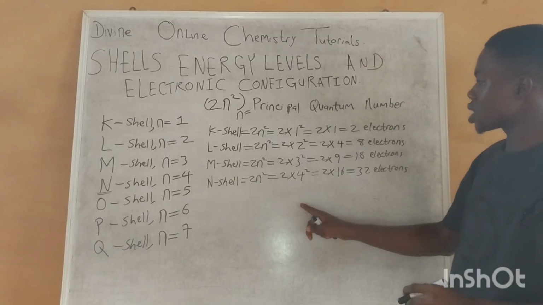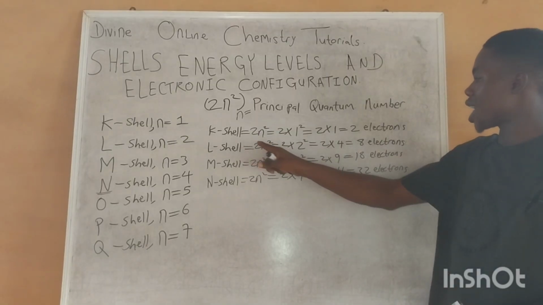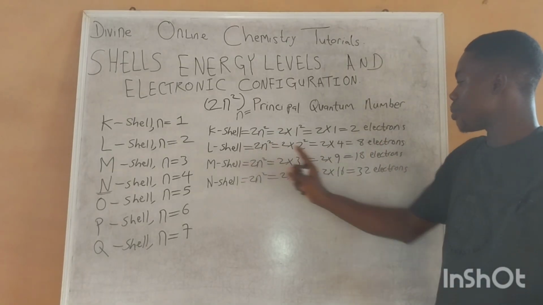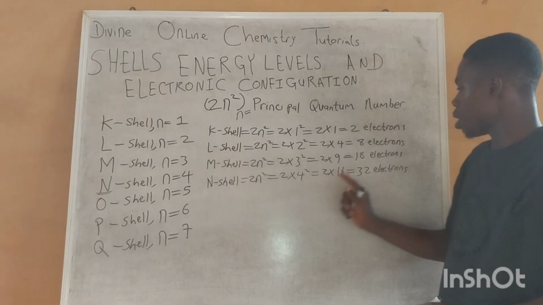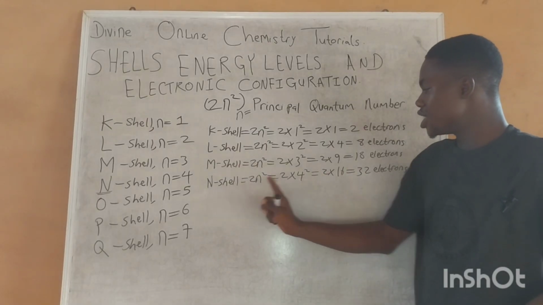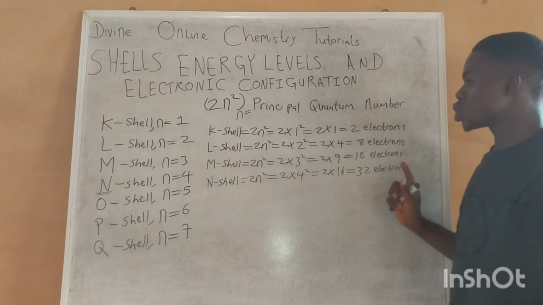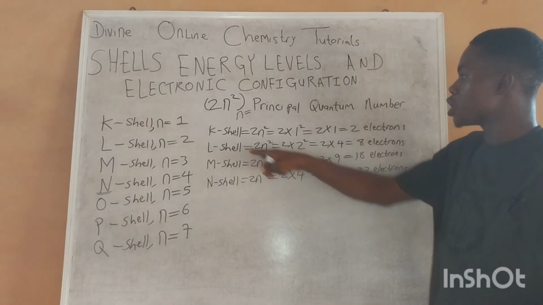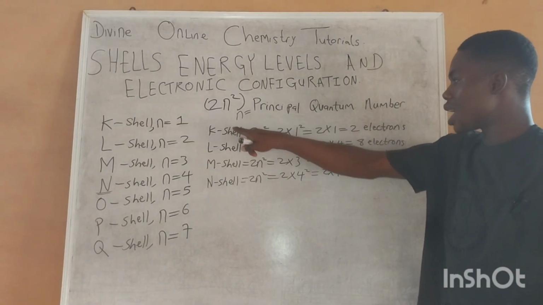Now, if you look at it very well, you see that using the formula, the K shell can carry a maximum of 2 electrons, the L shell a maximum of 8 electrons, the M shell a maximum of 18 electrons, and the N shell a maximum of 32 electrons, as given by the formula. So you can see it.